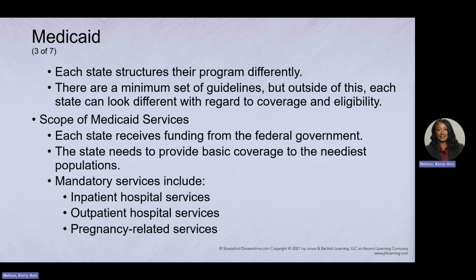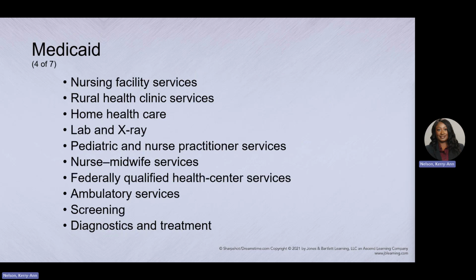Looking at the scope of Medicaid services, each state receives funding from the federal government, but the state needs to provide basic coverage to the neediest populations. Mandatory services must include inpatient hospital services, outpatient hospital services, pregnancy-related services, nursing facilities, rural health clinic, home health care, labs and x-rays, pediatric and nurse practitioner services, nurses and midwives, federally qualified health center services, ambulatory services, screening and diagnostics and treatment.